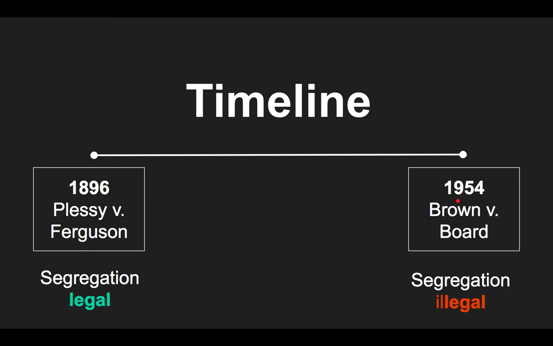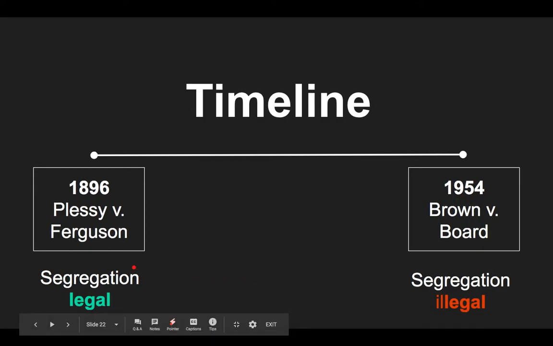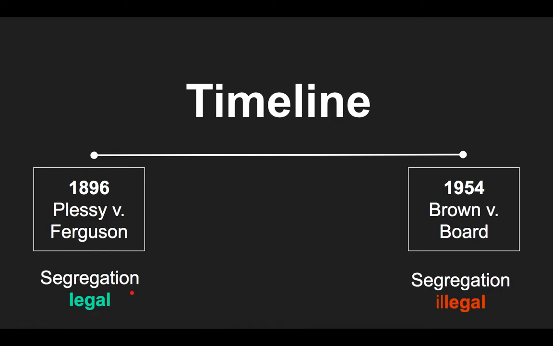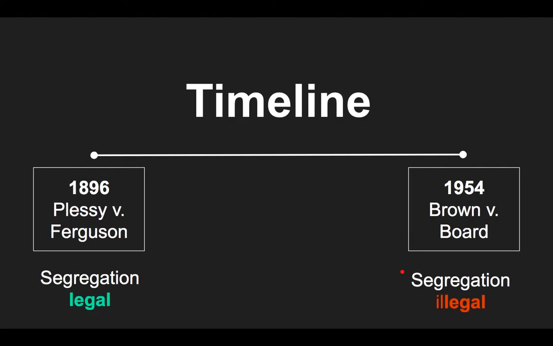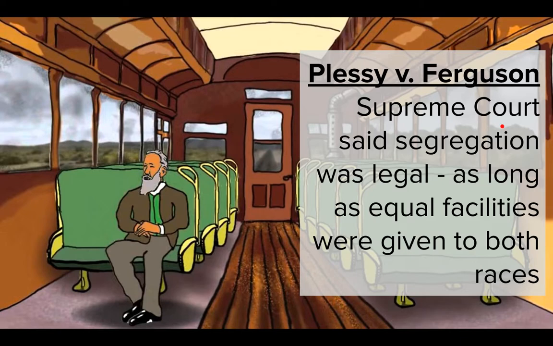This is going to be the court case that made it totally legal to segregate based on race. Then we'll fast forward about 60 years, and we'll look at the court case that made segregation illegal in education. And that was Brown versus Board of Education in 1954. So we're going to look at both of these cases today. So we'll start with the one that comes first.